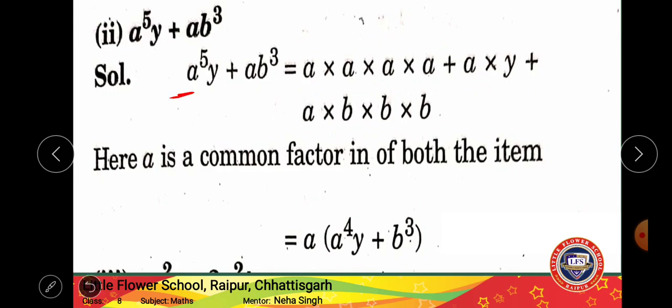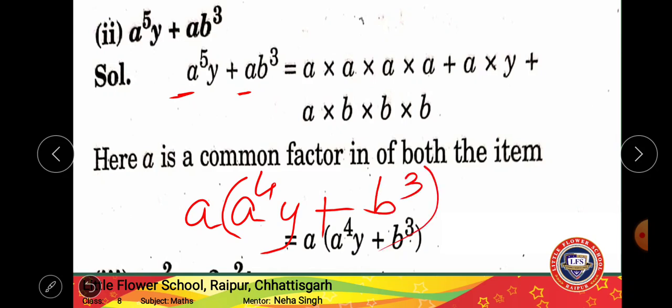Here a is present in both the terms, right? So a we can take common, y and b are not present in both, so we will not take common. Now after a, what are we left with? A power 4, y will be here because we cannot take common y because it is not present in both, right? Plus a has been taken common, what are we left with? B cube, right? So like this, both the methods are correct. In any of the methods you can solve, right? Here also 2 steps will be the solution.